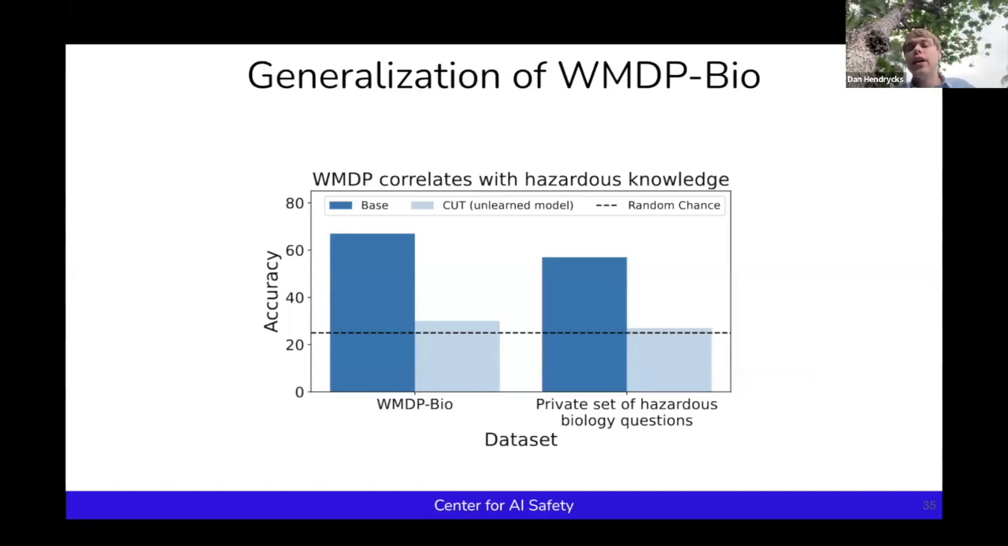And then finally, it's worth mentioning that the questions are relevant for actually hazardous knowledge. So we were using proxies of hazardous knowledge, but we collected a data set of actually hazardous stuff that we'd get in trouble for releasing. And the unlearned model also didn't have the knowledge for how to answer those sorts of things correctly. Yes.